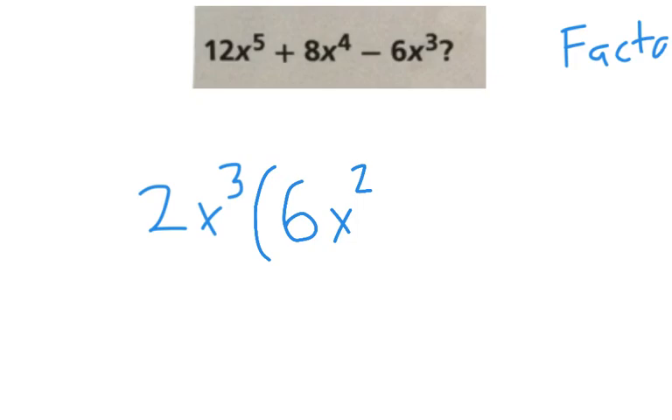Okay, now we go to the next term. It was an 8x to the 4th, and I'm taking out a 2x to the 3rd. So 8 divided by 2 is a positive 4. X to the 4th divided by x to the 3rd is x to the 1st. So that's a 4x. Now I have a negative 6 divided by a 2. That's a negative 3. And then x to the 3rd divided by x to the 3rd.